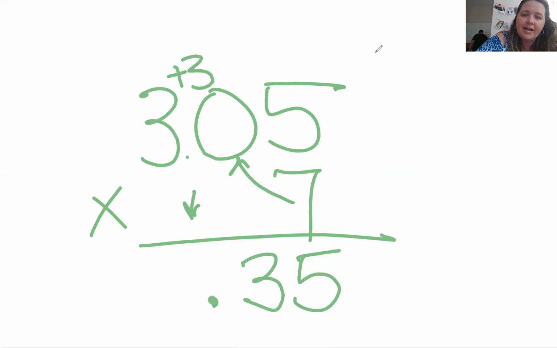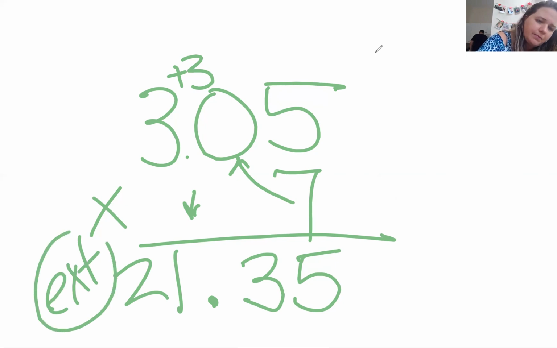Now I'm ready to do my last place value. 7 times 3 is 7, 14, 21. Do I have anything else to add? No, I do not. So I do 21, 35. This is my exact, boom.